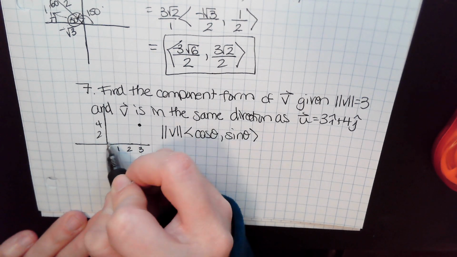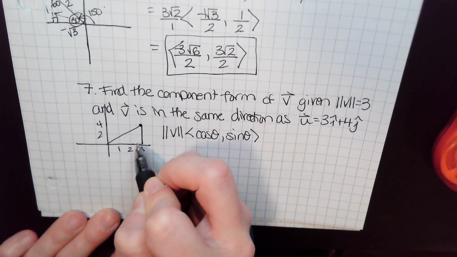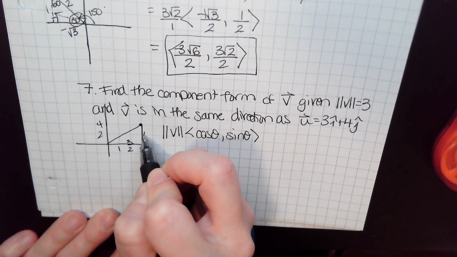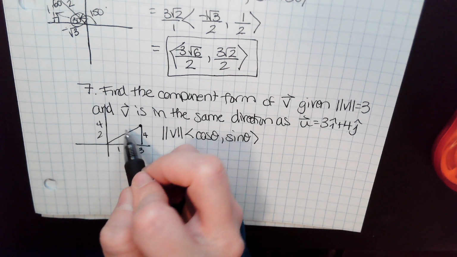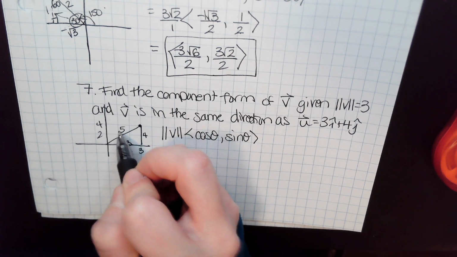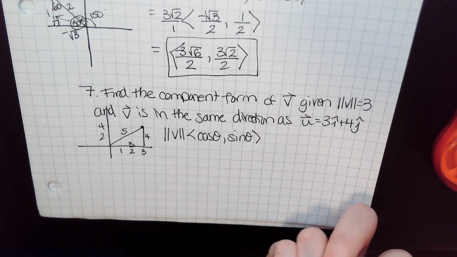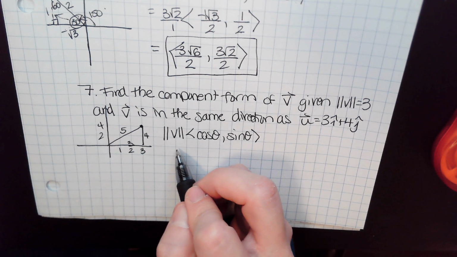So over 3, up 4. So this is a 3, this is a 4. To find my hypotenuse, I could use the Pythagorean theorem: 3 squared plus 4 squared equals 5 squared. It's also a Pythagorean triple, so you probably know that off the top of your head.